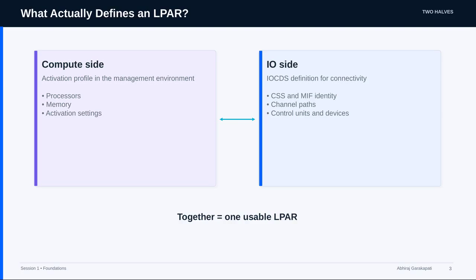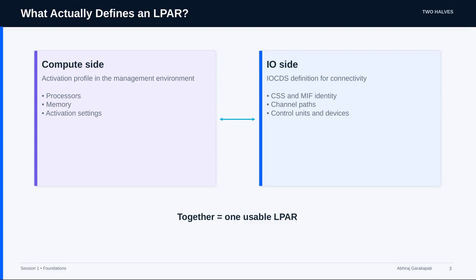A partition is defined by two different sets of information that work together. Think of opening a new office. One document tells you how much floor space, electricity, and staff capacity the office receives. Another tells you which network connections, storage systems, and shared services the office is allowed to use. For an LPAR, the activation profile defines the compute side such as processors and memory. The I/O CDS defines the I/O side such as channel paths and devices. If you only understand one half, you do not have the full picture of the partition.